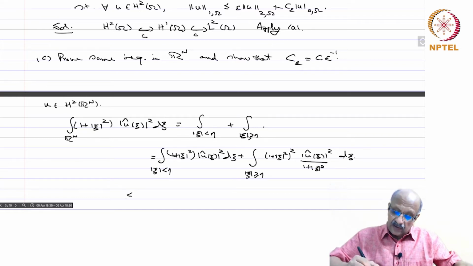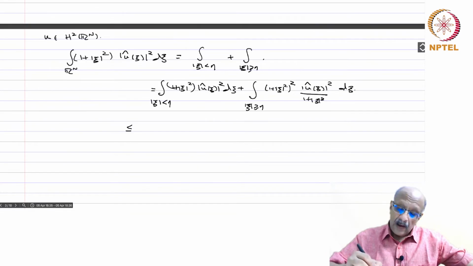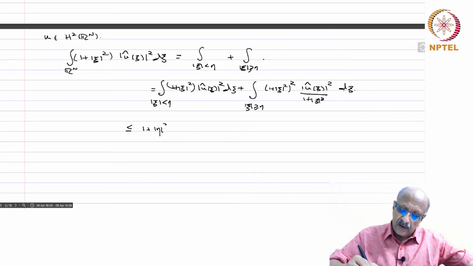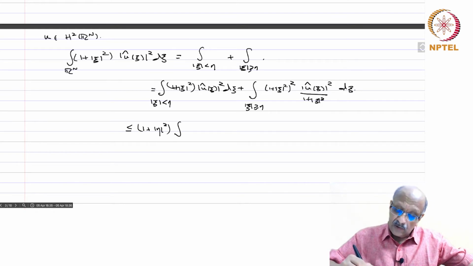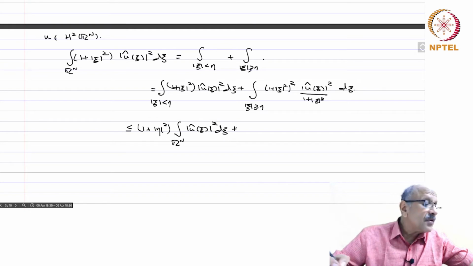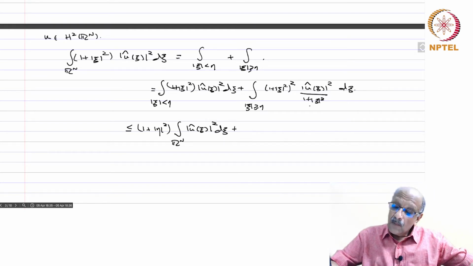which is less than or equal to, for mod xi less than eta, 1 plus eta square into the integral over R n of mod u hat xi square. So we have got the L2 norm here, plus again mod xi is bigger than or equal to eta, and therefore it is in the denominator, 1 by 1 plus eta square.